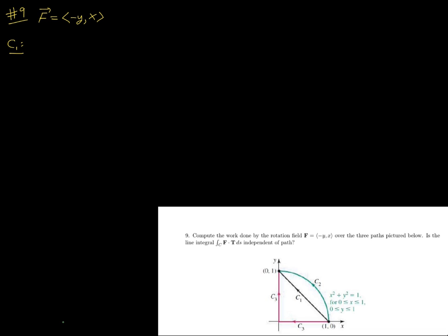Okay, so our job is to compute the work done by the rotation field F, which is equal to minus y comma x. That's that same rotation field we encountered in problem 1, over the three paths pictured below. And then it says, is this line integral independent of path?